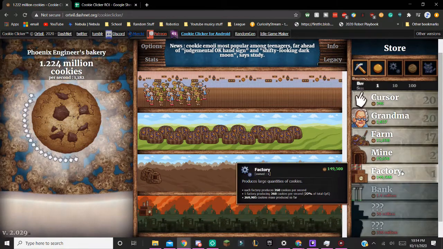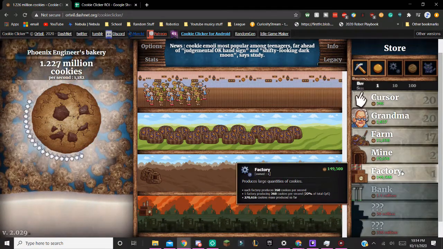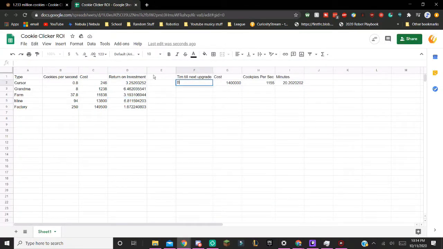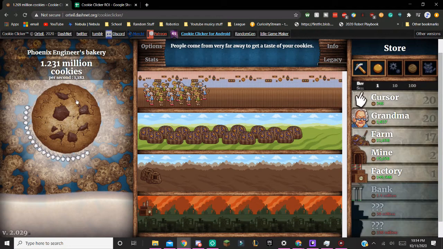So what if I want to know, well, do I keep upgrading my current types? And when do I buy the next one? So that is what this is for. My next upgrade is the bank, and it costs 1.4 million cookies. And right now, I'm producing 1,155 cookies per second. With that amount of cookies per second, it would take 20 minutes. So I would divide the cost by the cookies per second. Assuming starting at 0 cookies, it's 20 minutes to get that value, with no manual clicking, just automated.